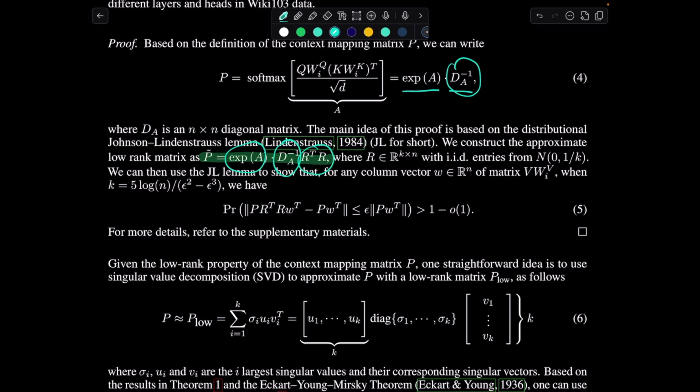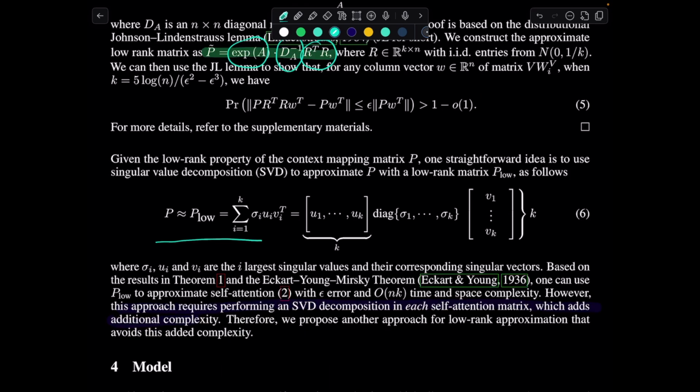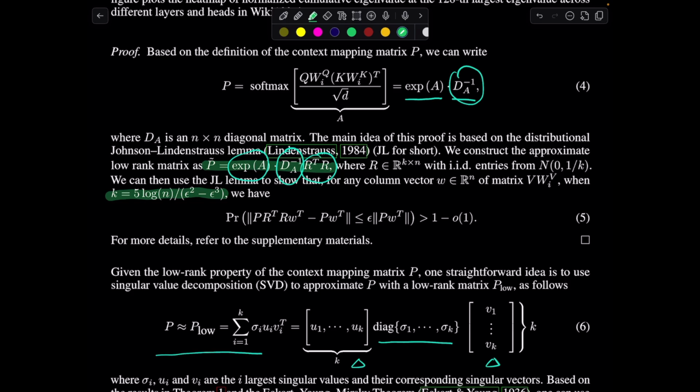What is this? This is singular value decomposition. P tilde can be written in a way that is the singular value decomposition of P. When you are making a low rank version of P, which is P tilde, you are actually just extracting partial information from the diagonal matrix and from the corresponding square matrix. What this paper is claiming is that when k equals this value, P tilde can approximately replace P.